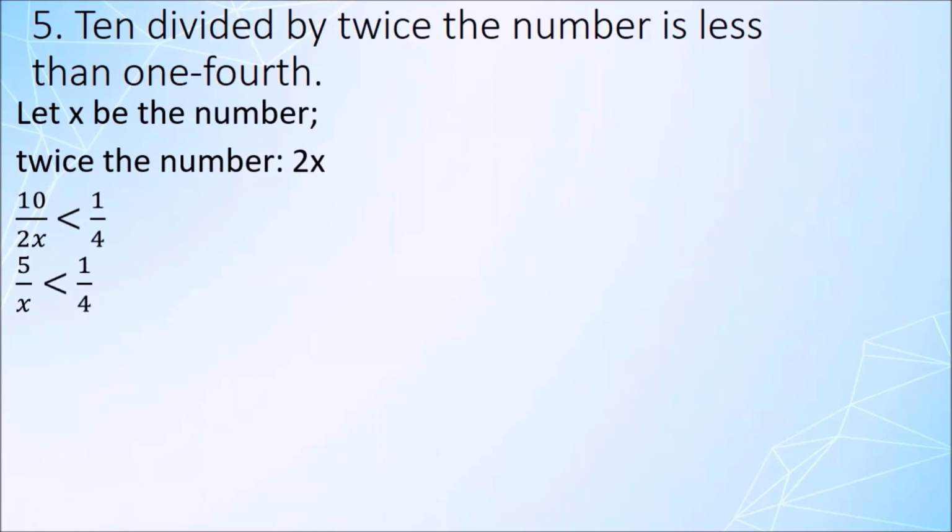Then, if we continue, we multiply the reciprocal of the denominator, so we multiply both sides by 4x. So 4x times 5 over x times 4x. So cancel ang x, 5 times 4, 20, less than 1/4 times 4x. So 4 ang ika-cancel, x. So 20 less than x. Ibig sabihin, hindi pwedeng bumaba, mas mataas sa 20.